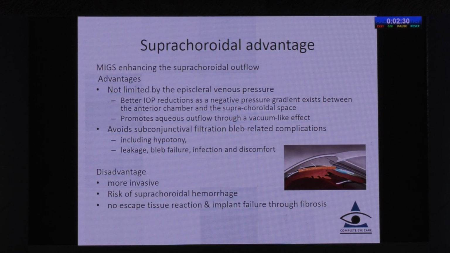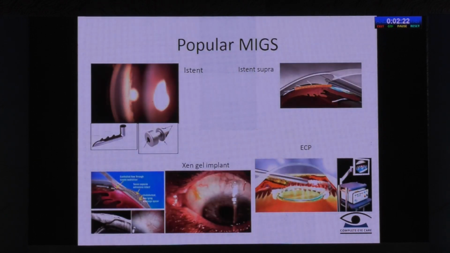However, these suprachoroidal procedures are more invasive, and there is a theoretical risk of suprachoroidal hemorrhage. So the popular ones out of all these are the iStent, the iStent Supra, the Xen implant which is marketed by Allergan, and the ECP.